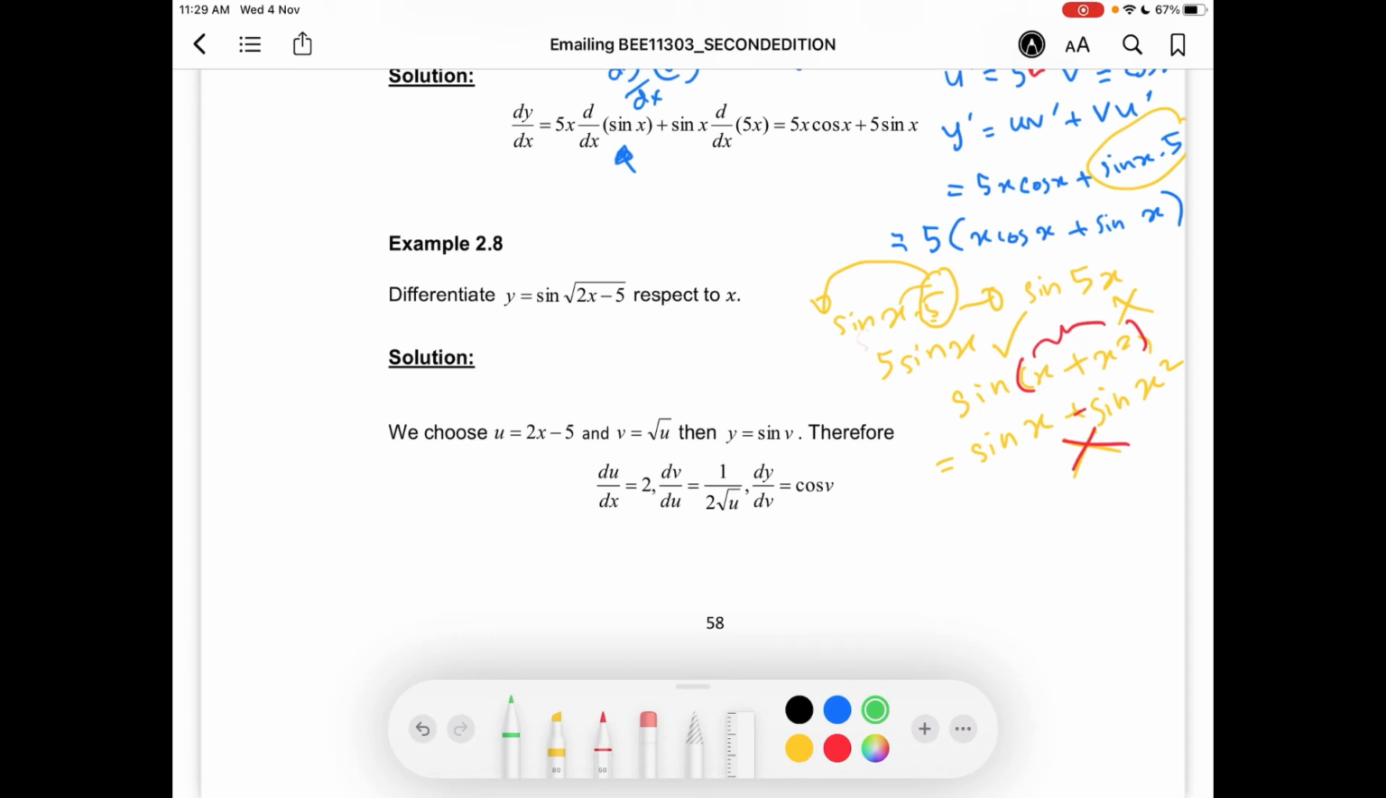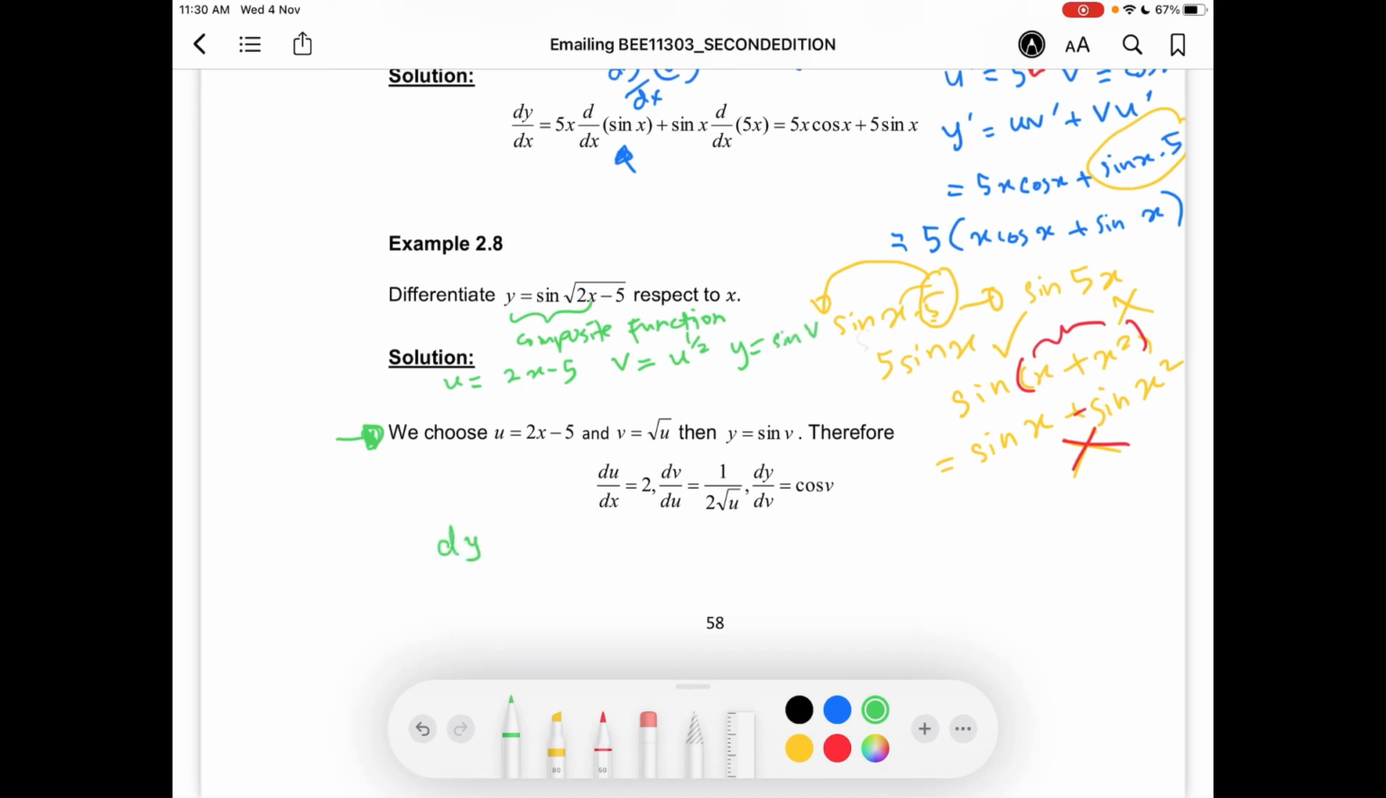Now we go back to this. You need to apply the chain rule because this is a composite function. So you need to pick the u appropriately. The u variable here is 2x minus 5. The solution shows it step by step. You can actually do it much quicker than this, but I will show you according to the module first. Then we have v, the square root of u, and y is sine v.